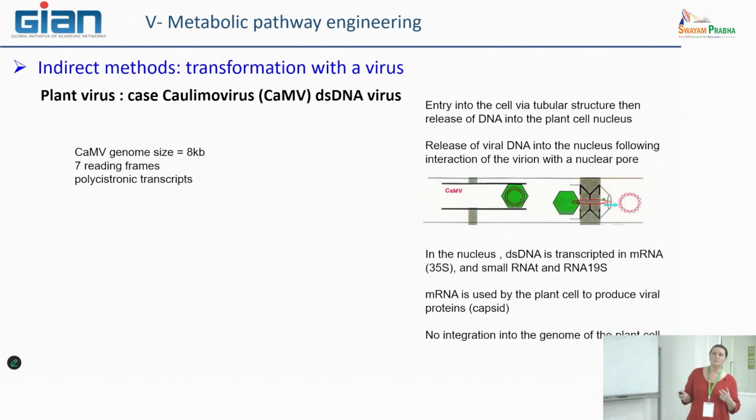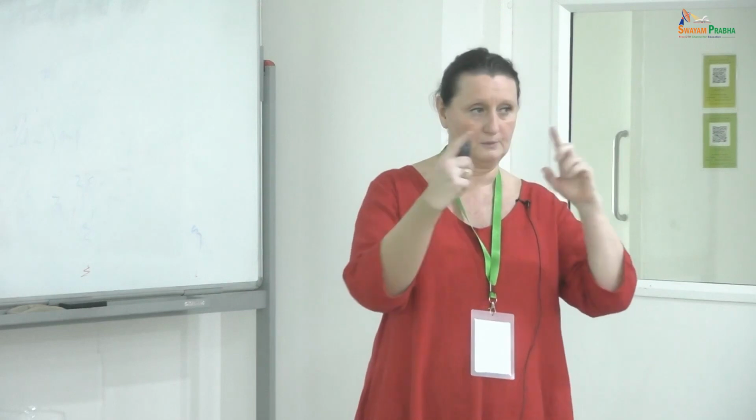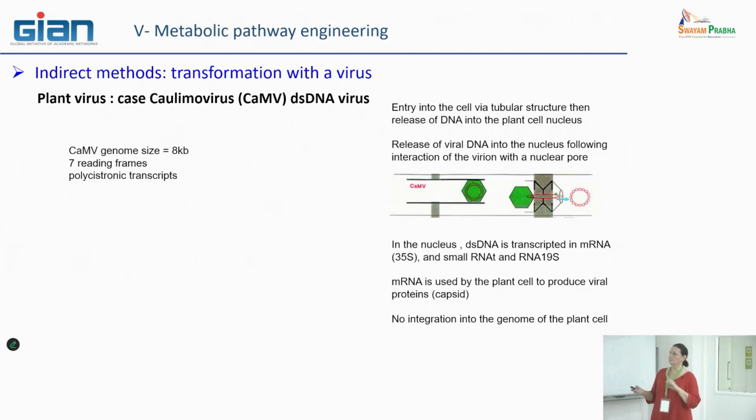The first one well known is called caulimovirus, which was found in cauliflower. This virus is quite a small one, only 8 kilobase, with 7 reading frames. What is interesting is that we now know exactly how it functions in the plant cell. When it arrives in the cells, it is able to link via the capsid to the nuclear pore of the nuclear membrane, okay? And at this moment, it injects the DNA inside the nucleus.